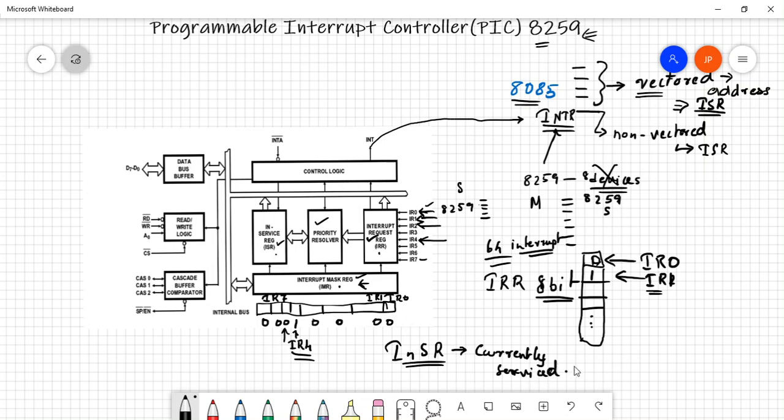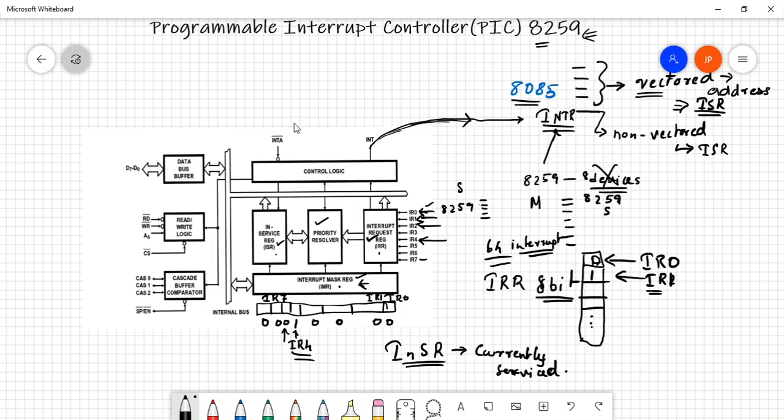We have already seen that when an interrupt occurs on 8259, it gets registered at the interrupt request register. It checks the masking register. Let's say for the time being all the bits in the ISR register are 0, which means that there are no interrupts being serviced currently. What happens if there are no interrupts being serviced currently? It will be given to the 8085 through the INT pin.